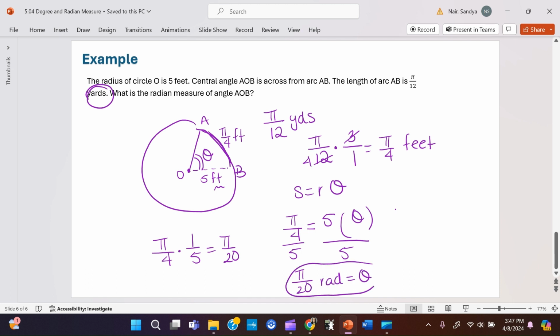And that is your answer. If you wanted to go ahead and convert this to degrees, remember you could use those formulas that we originally talked about. So you could do pi over 20 times 180 over pi, right? And then the pi will cancel. You have 180 over 20. And so that's going to give you an angle of 9 degrees.